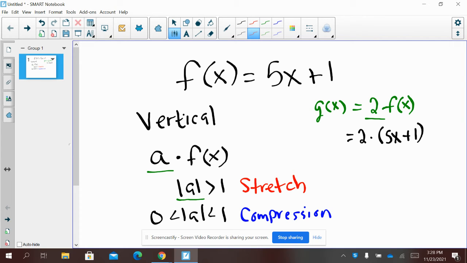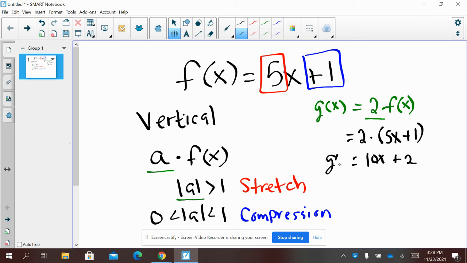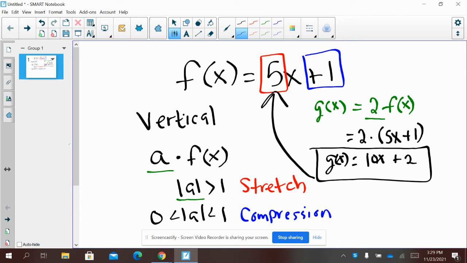Okay, and we'll notice that the 5 was our slope originally, and the plus 1 is our y-intercept. But now, when I multiply 2 times 5x, I get 10x. And when I multiply 2 times 1, I get plus 2. So g of x, my new equation, is 10x plus 2. When I compare this equation right here to my original one up here, I see that both the slope and the y-intercept are scaled by a factor of 2, meaning I've multiplied it by a factor of 2. This is a vertical stretch.